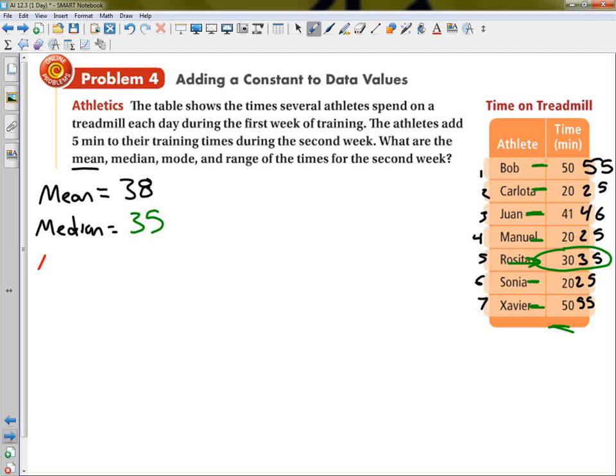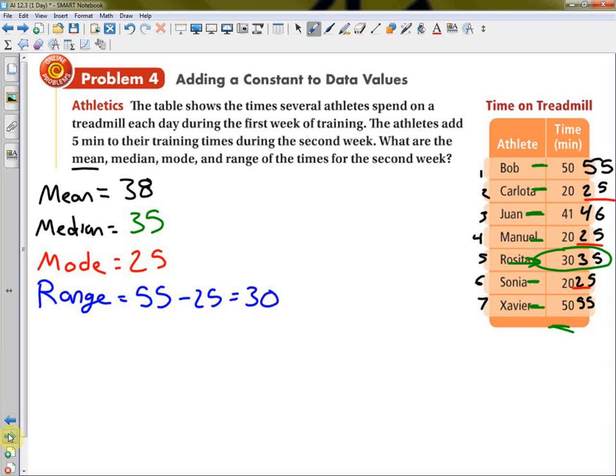The mode, most often occurring. Well, just talking just now, I think that we saw that there were 3 25s that showed up. So mode is 25. That's most often occurring. Last one, which is range, remember, is the largest number, which we saw was 55, minus the smallest, which is 25, which gives me a range of 30. Those are the measures of central tendency for time on treadmill, week 2 of those 7 athletes.